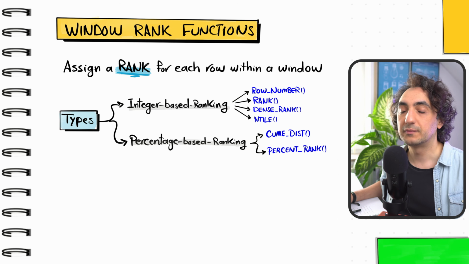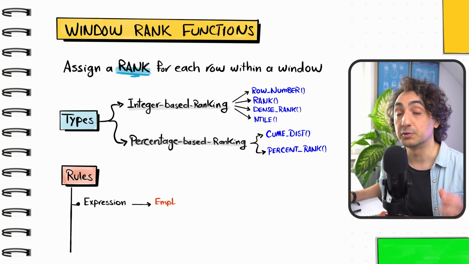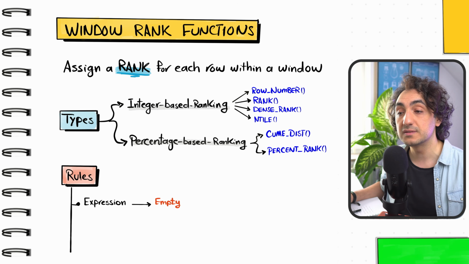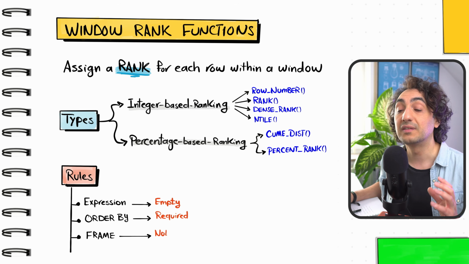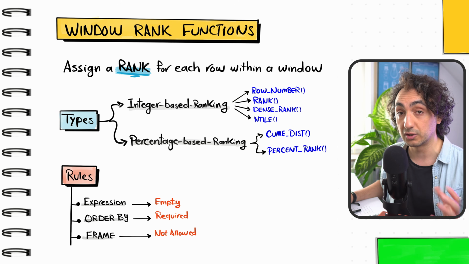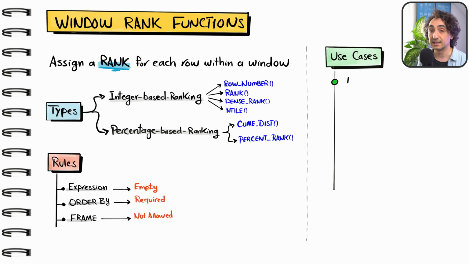And now to the next point, if we are talking about the rules of the syntax, so the expression should be empty. We should not pass any argument to the functions. We must use order by in order to sort our data, so it is required. And the frame clause is not allowed to be used, so you cannot go and customize a frame within the window function. And as we learned, there are many use cases for the ranking functions. For example, we have the top-N analysis, the bottom-N analysis, in order to identify our top performers or the worst performers in our business.